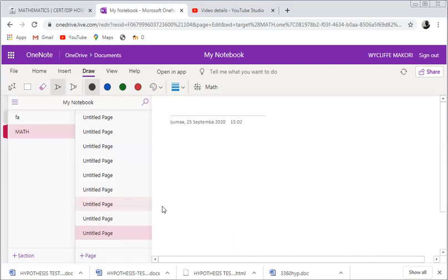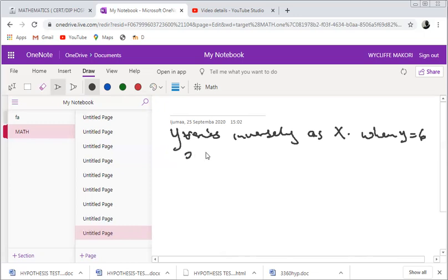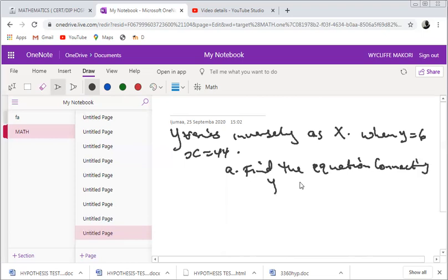Then we have been given this: y varies inversely as x. When y is equal to 6, x is equal to 44. Part A is asking, find the equation connecting y and x. Part B, also determine y when x is equal to 2.